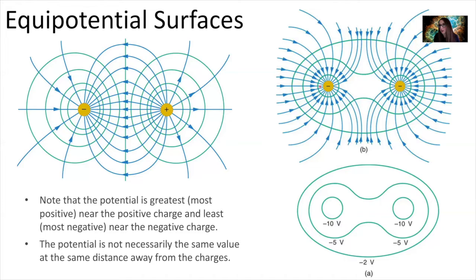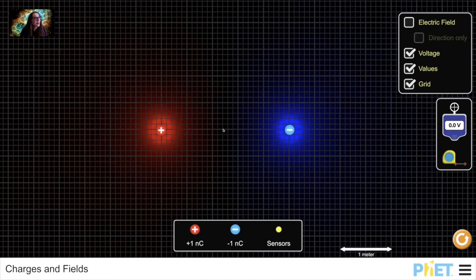This first equipotential surface around each of the charges is drawn at -10 volts. This next equipotential surface is drawn at -5 volts, and this outer one is drawn at -2 volts. So it's all just a consequence of summing up those electric potentials from those charges at different points away from the collection of charges. This is a really great PhET simulation where we can look at the electric field and electric potential between point charges.